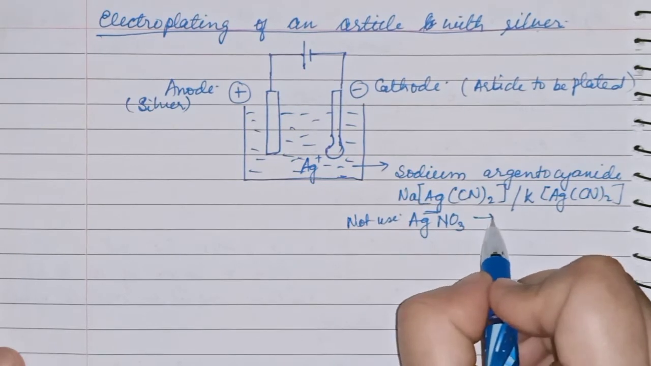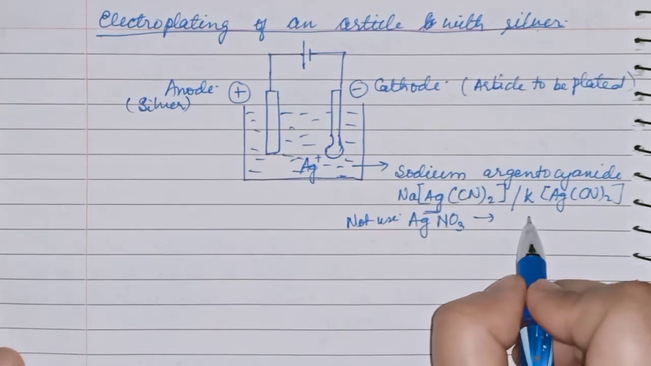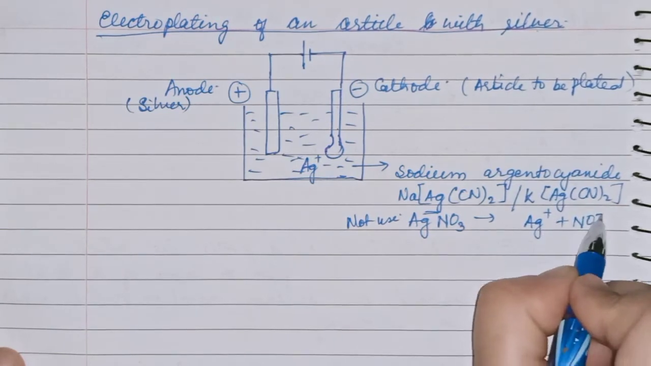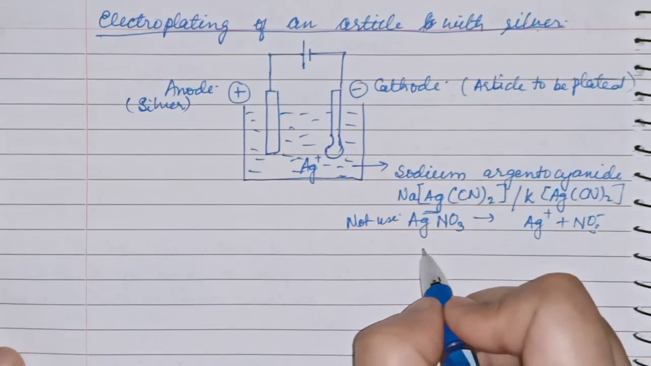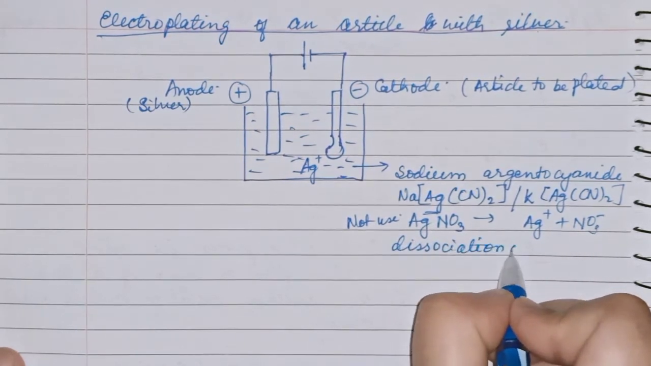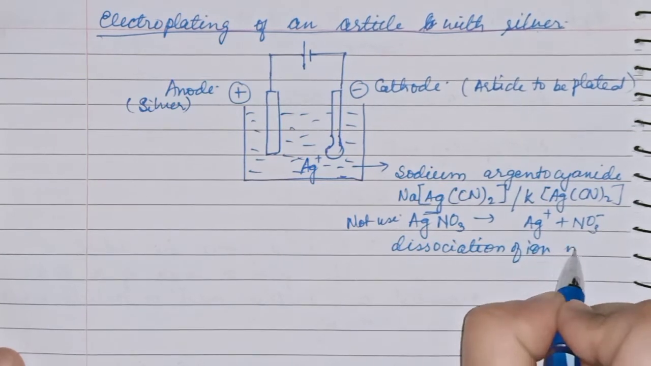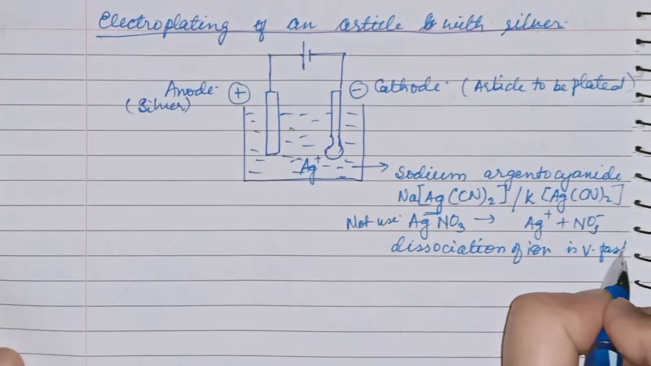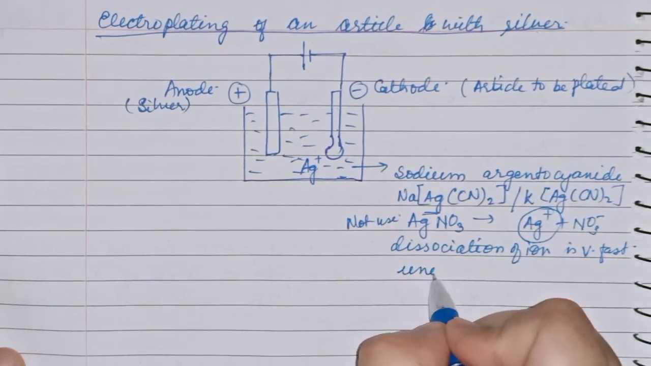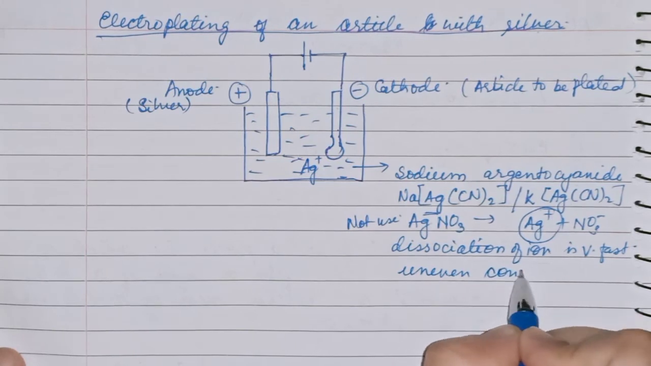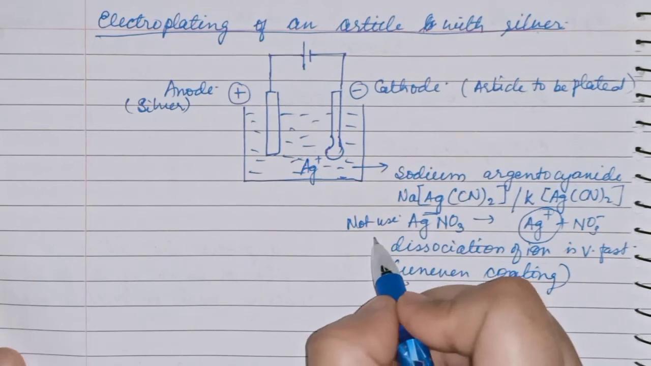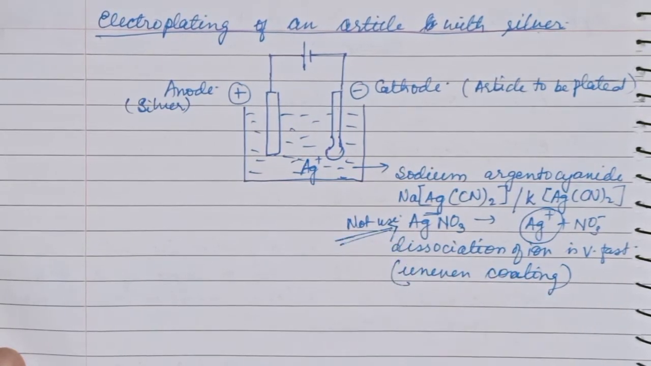We will not use silver nitrate because the dissociation of ions is very fast. It will get dissociated into Ag plus and NO3 minus ions very fast. So this will cause uneven coating on the article. That's why we are not using silver nitrate.